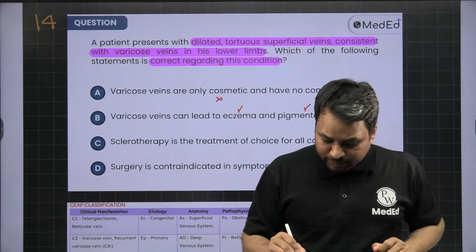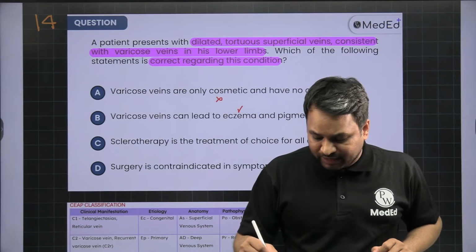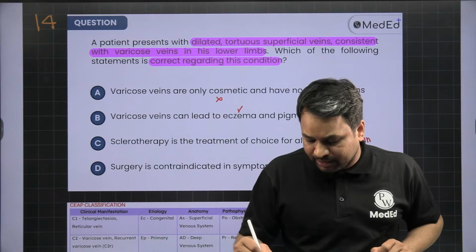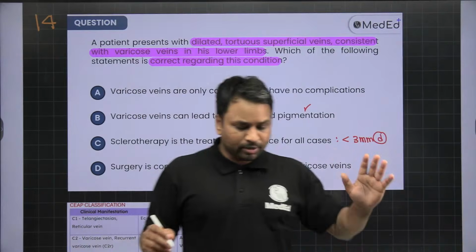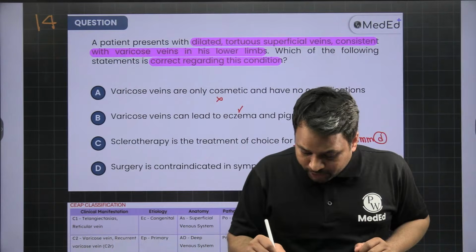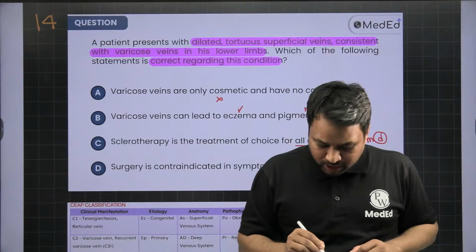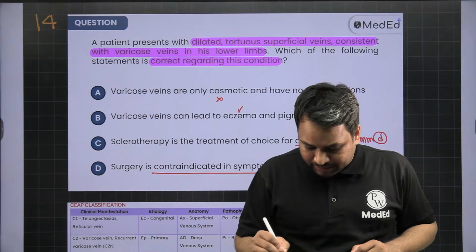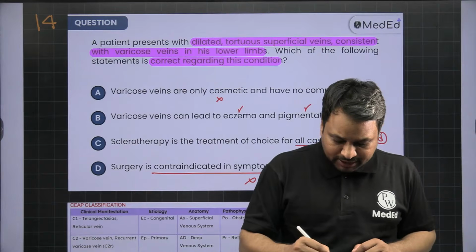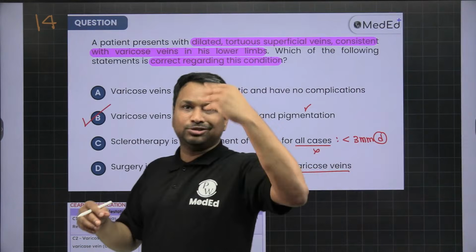Sclerotherapy is the treatment of choice for all cases. No, sclerotherapy can only be done for veins less than 3 millimeters in diameter. More than that, you have to go with surgical excision. So sclerotherapy is not for all cases, so that statement is wrong. Surgery is contraindicated in symptomatic cases? Surgery is the mainstay for symptomatic cases. So the answer here is going to be B for Bombay. There is no if and but in that.